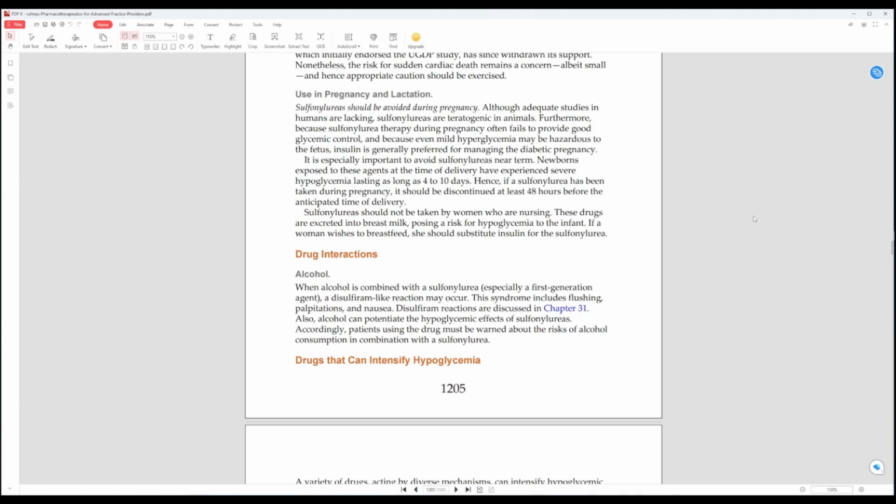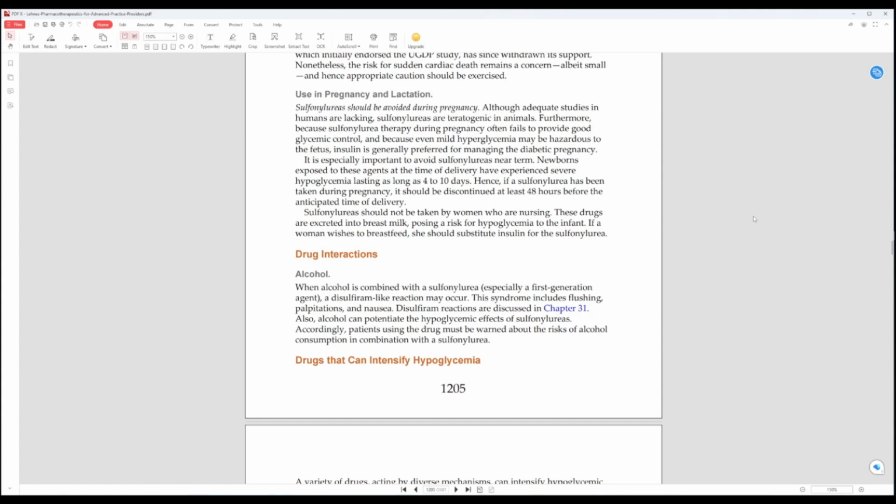Its use in pregnancy and lactation. Sulfonylureas should be avoided during pregnancy. Although adequate studies in humans are lacking, the medications are teratogenic in animals. Therefore, because sulfonylurea therapy during pregnancy often fails to provide good glycemic control, and because even mild hyperglycemia may be hazardous to the fetus, insulin is generally preferred for managing the diabetic pregnancy.